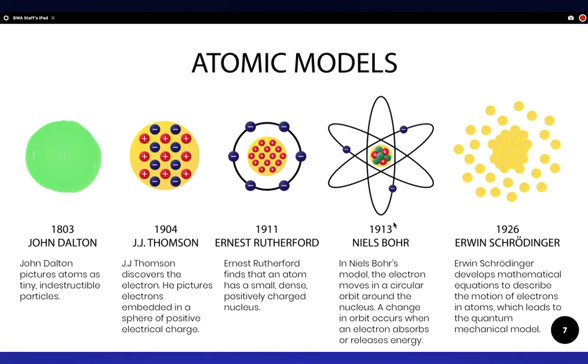Then J.J. Thomson discovered the electron, and he pictured electrons as embedded in a sphere of positive electrical charge. It's sometimes called the plum pudding model. So the yellow you can think of as just a positive blob, and the electrons he discovered, he imagined them just sitting in the blob. Okay, and then Ernest Rutherford, his model had a nucleus that was small, dense, and positively charged.